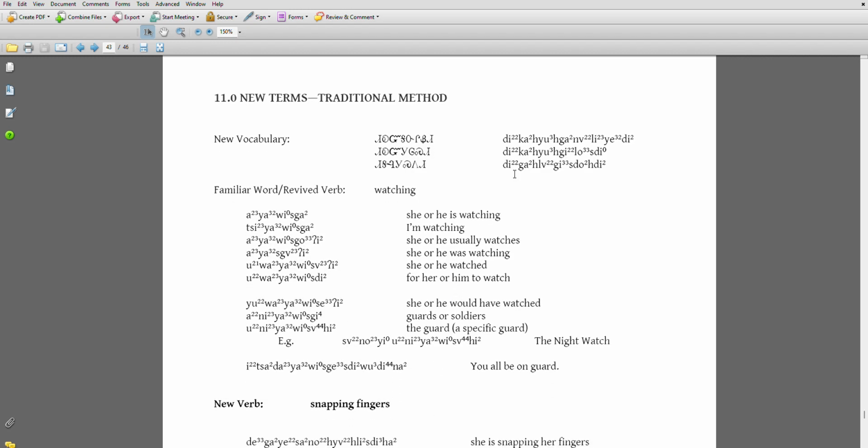New terms, the traditional method. What this means is making new words that no one has put in a dictionary or seen, using the old, well, I shouldn't say old, but the true way of creating new words using traditional ways of thinking. So new vocabulary, tikayuhkanalieti.